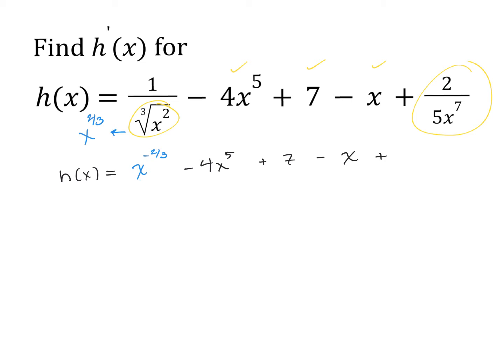Now don't forget, this is 5 times that, and 5 has an exponent of 1. So 5 is chill, we're going to leave 5 down there, so we're not going to do anything to 2/5, right? But we are going to take that x to the 7 up and make it x to the -7, and that is going to be in the numerator.